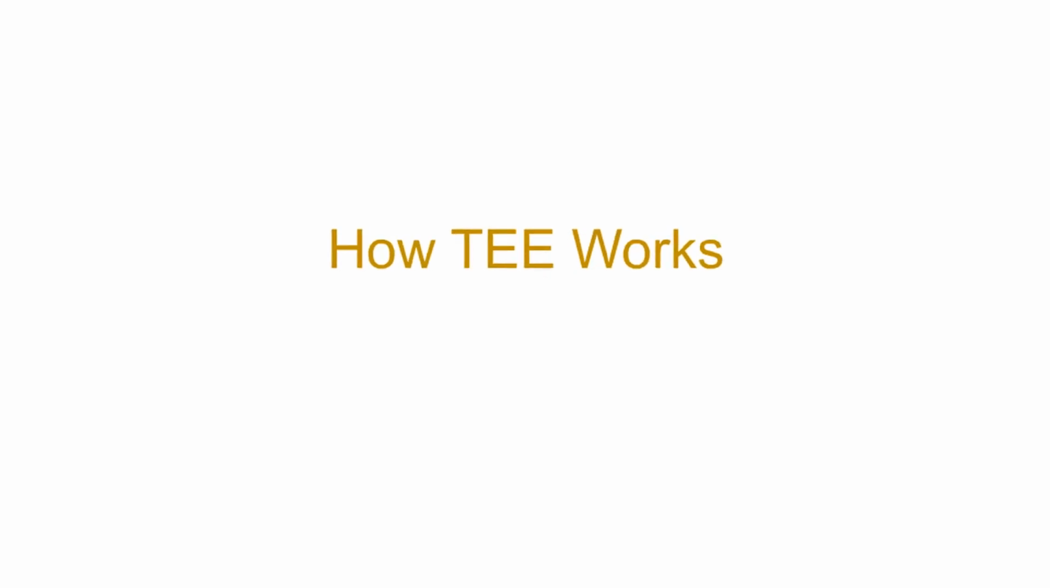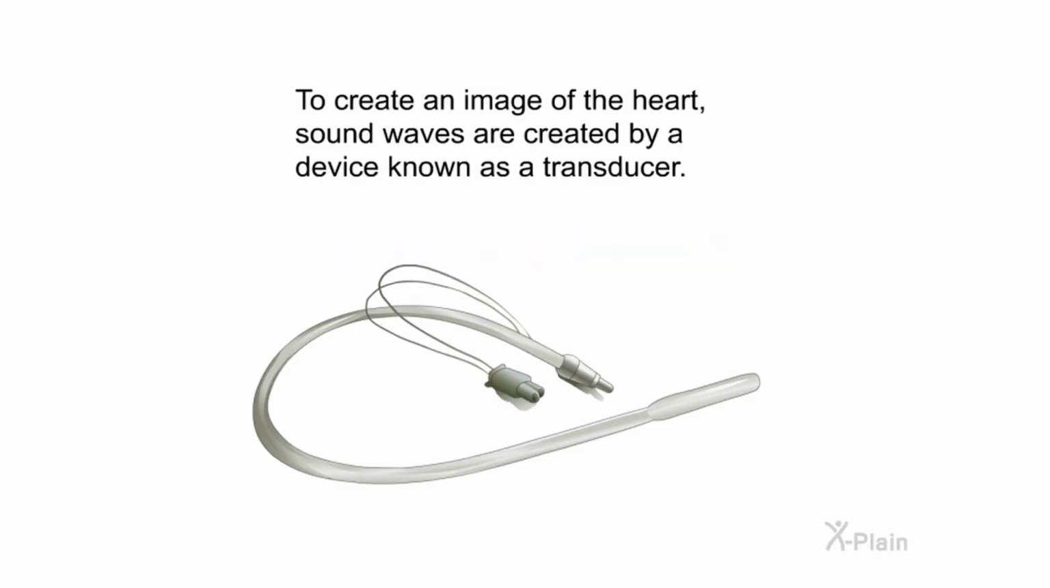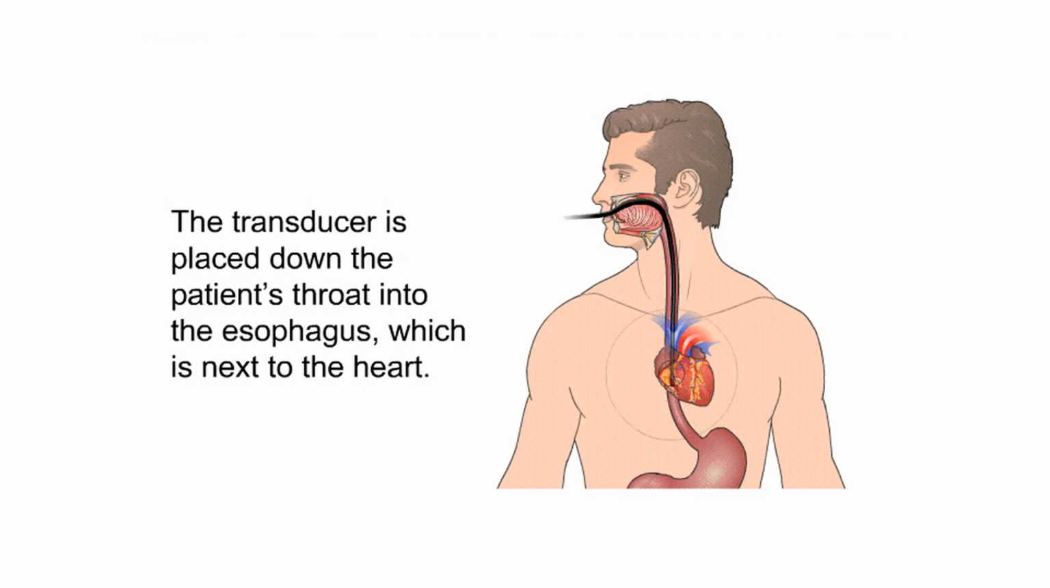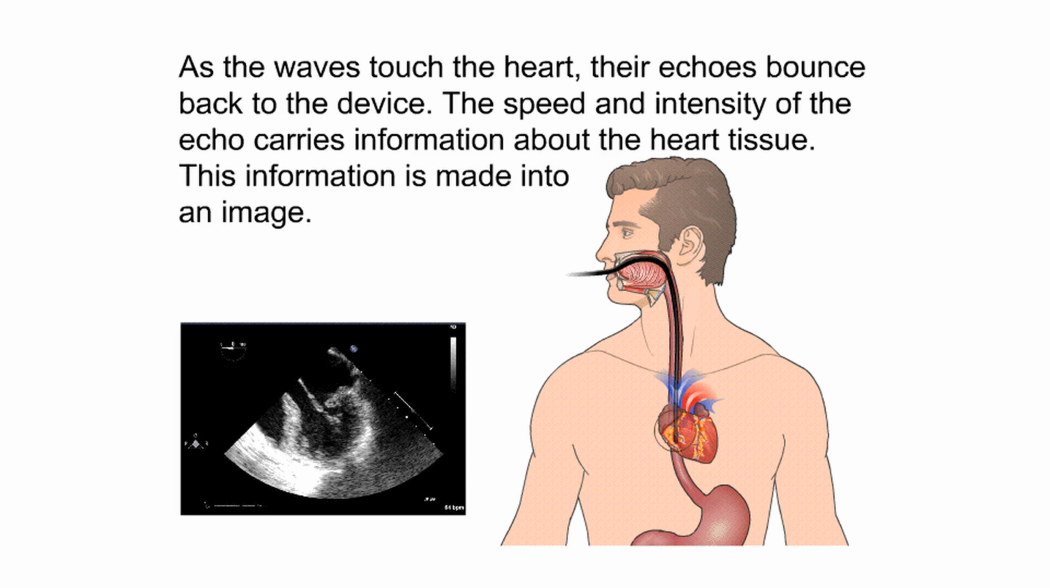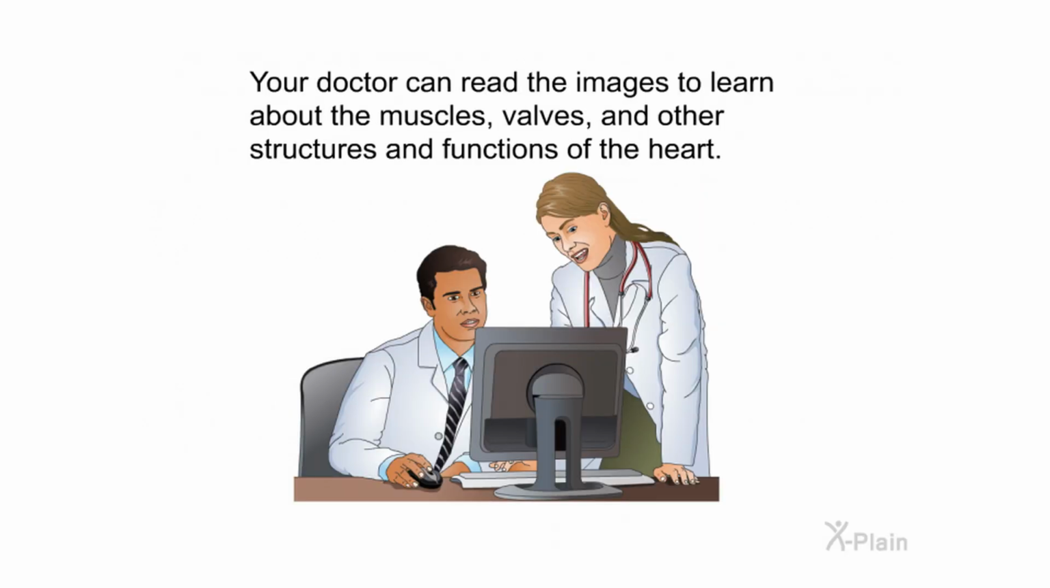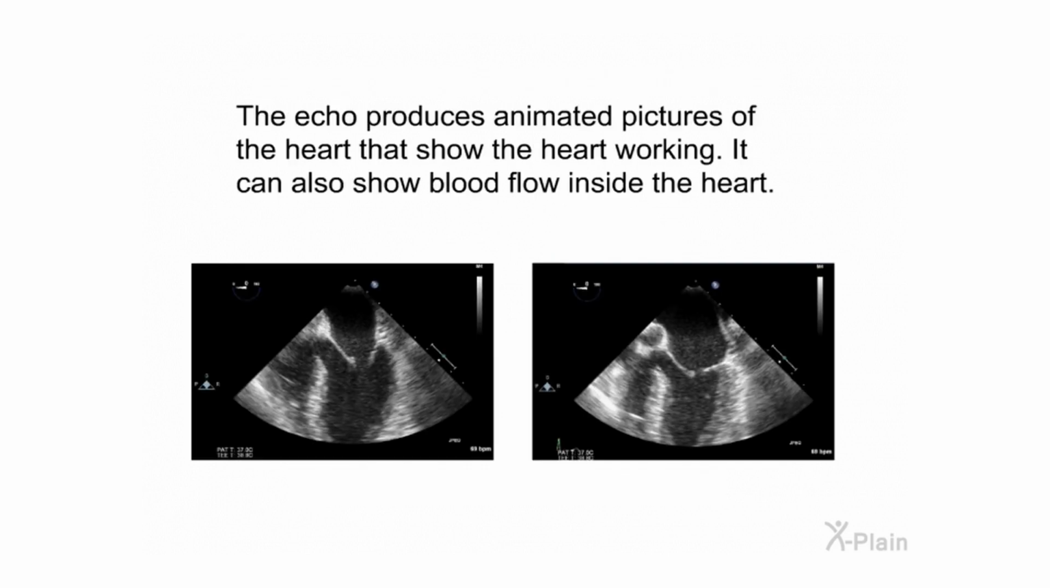How TEE works. To create an image of the heart, sound waves are created by a device known as a transducer. The transducer is placed down the patient's throat into the esophagus, which is next to the heart. As the waves touch the heart, their echoes bounce back to the device. The speed and intensity of the echo carries information about the heart tissue. This information is made into an image. Your doctor can read the images to learn about the muscles, valves, and other structures and functions of the heart. The echo produces animated pictures of the heart that show the heart working. It can also show blood flow inside the heart.